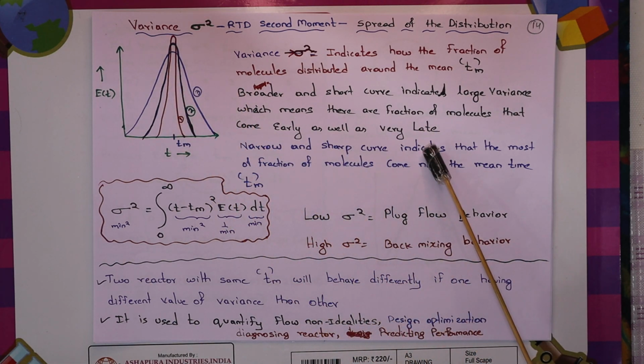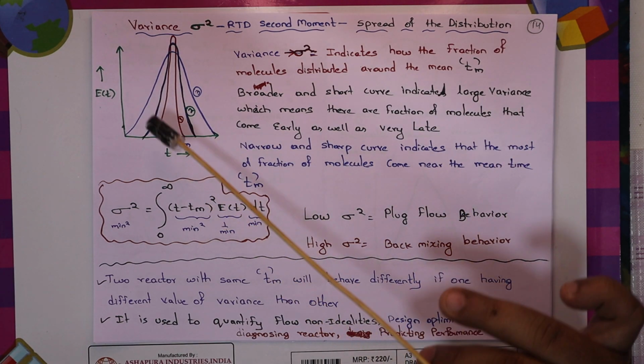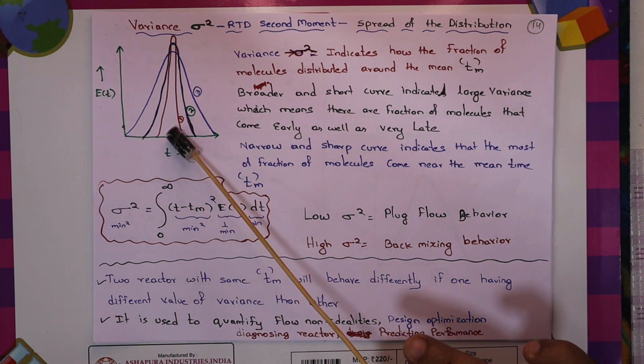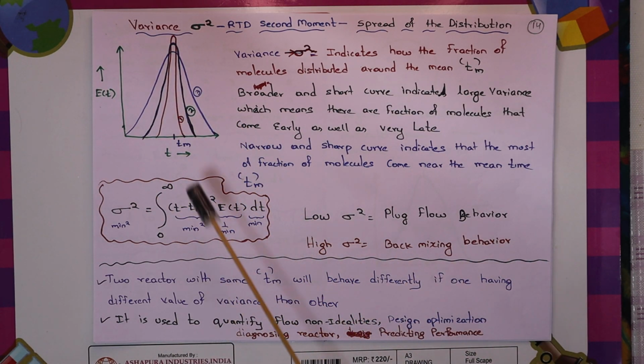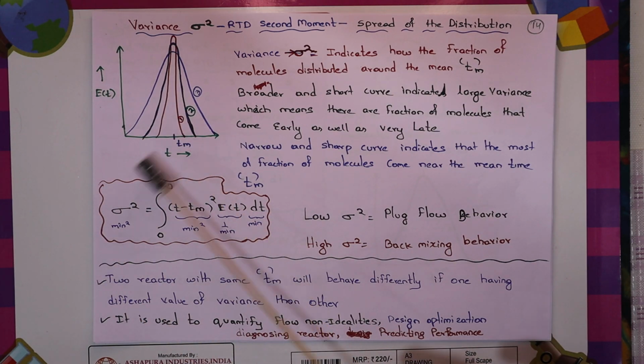A narrow and sharp curve indicates that most of the fraction of molecules come near the mean. That means almost all the molecules that entered the reactor want to exit at the same time, around Tm. So a low sigma square is called plug flow behavior. In a plug flow reactor, all the molecules come at the same time at the reactor exit. So a lower value of sigma square indicates plug flow behavior.